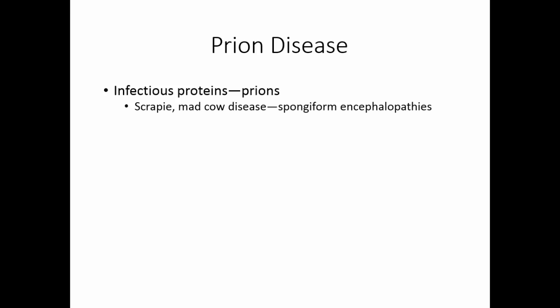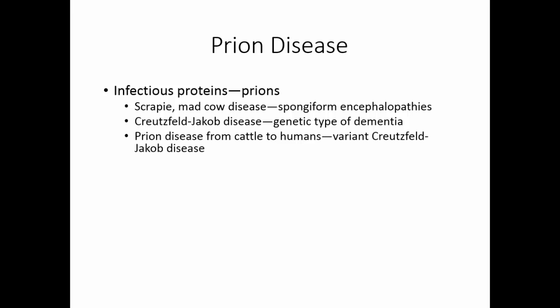Prion disease is transmitted using an infectious protein, or a prion. Scrapie and mad cow disease were seen in animals. These were spongiform encephalopathies. Creutzfeldt-Jakob disease was a spongiform encephalopathy seen in humans that was a genetic type of dementia. Prion disease made the jump from cattle to humans a few years ago, and we developed a variant Creutzfeldt-Jakob disease. We still get spongiform encephalopathy, but this disease progresses very rapidly. Within a year or two, the individual is dead.